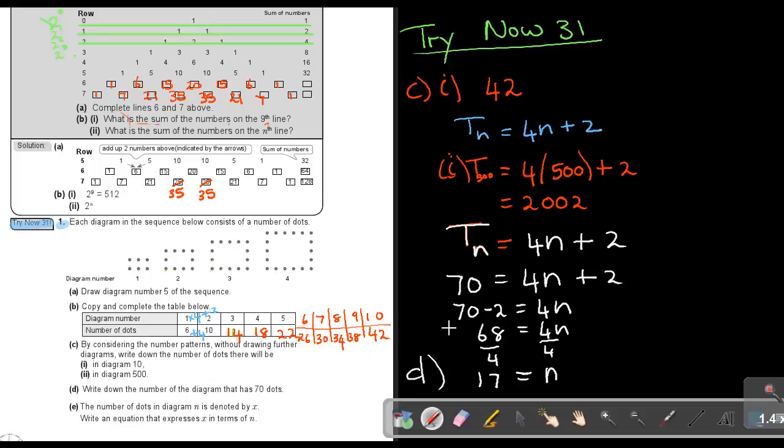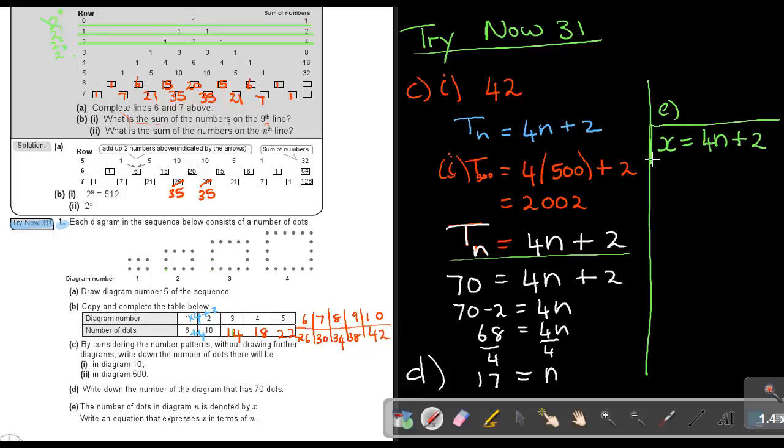And then the last one, number E. The number of dots in diagram n is denoted by x. Write an equation that expresses x in terms of n. Basically, it's exactly that formula. So x equals 4n plus 2. It's just the nth term of the sequence.